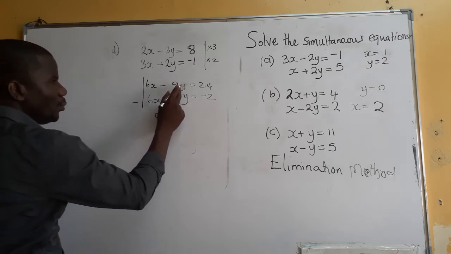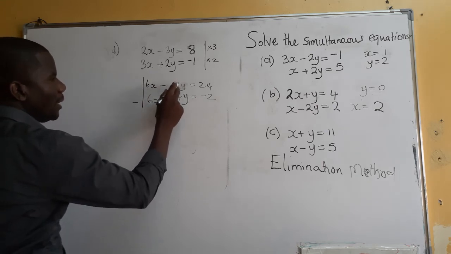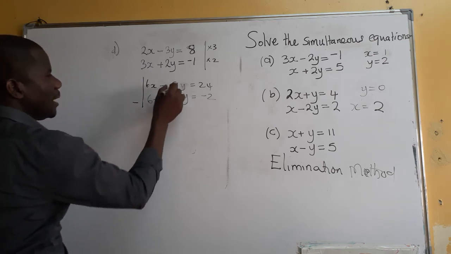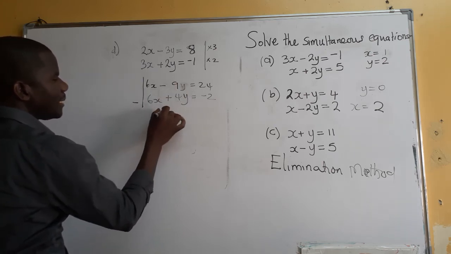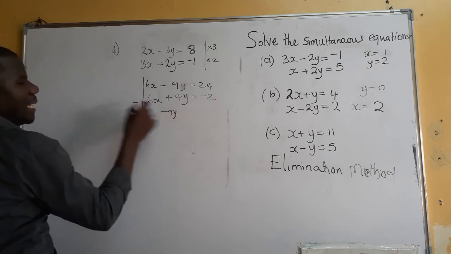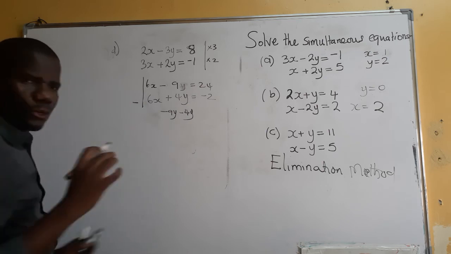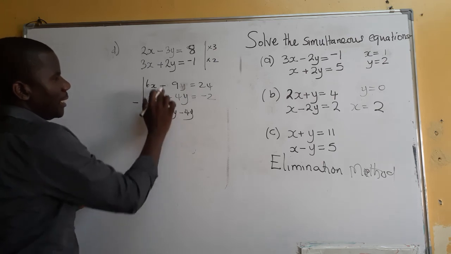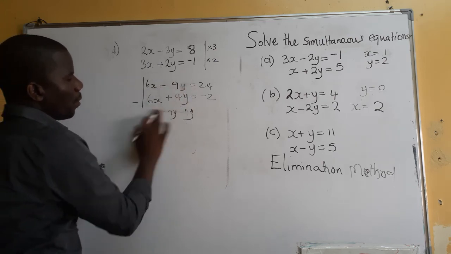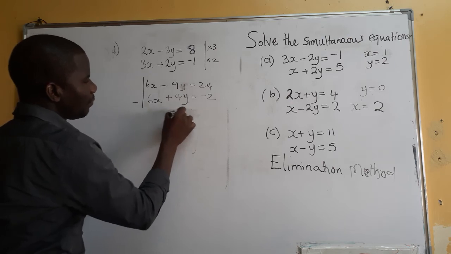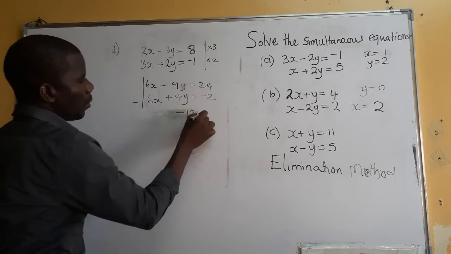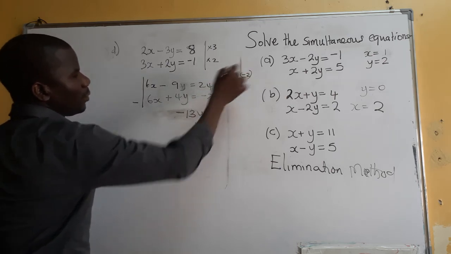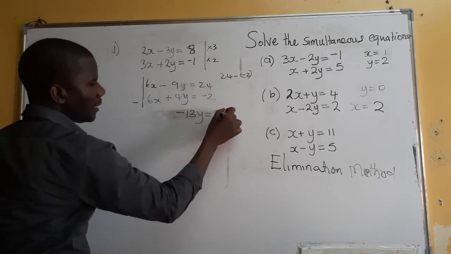Then take note here. What are we doing here? Take note of that. This is going to give us minus 9y minus 4y. That is how you need to handle this. Take note of the sign here. All right? So what do we get from this? Minus 9y minus 4y. This is going to give us negative 13y. This is equals to, take note, 24 minus negative 2. What do we get? That is going to give us 26.